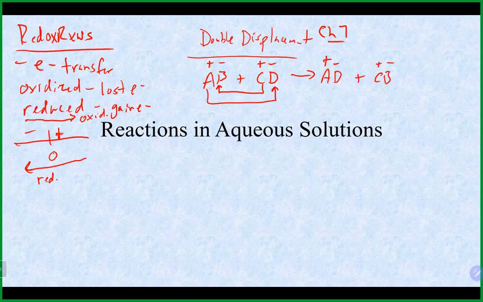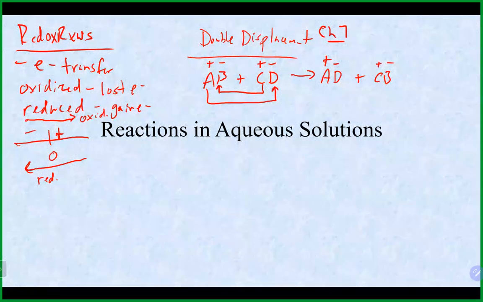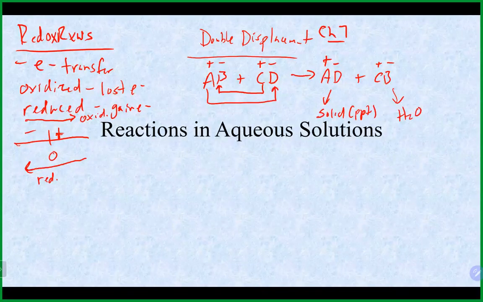The double displacement umbrella accounts for the other two reasons why reactions take place. One of these guys could make a solid, sometimes referred to as a precipitate. That's another reason why a reaction takes place. Or some of these guys can make water, which is the third reason why a reaction takes place. So ultimately, all reactions are pretty much those three things: electron transfer, solids being formed, or water being made.